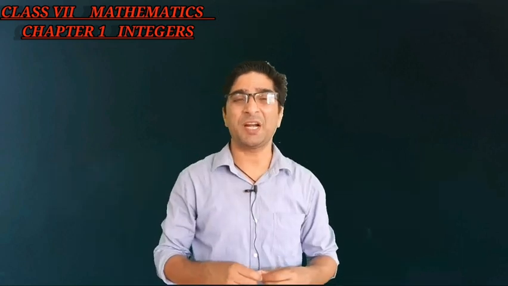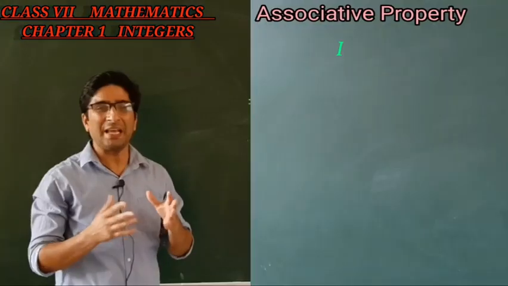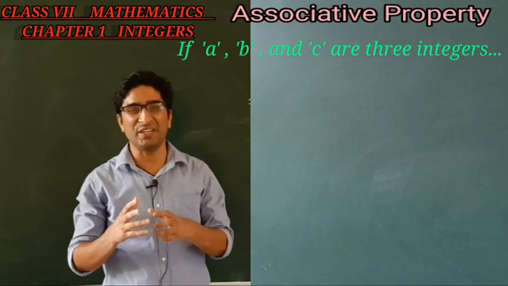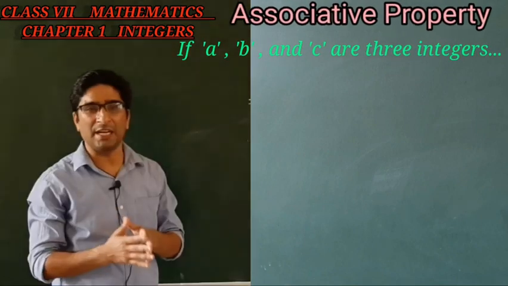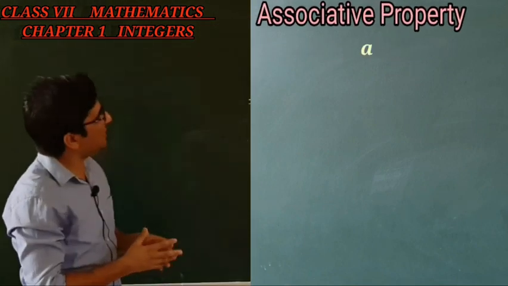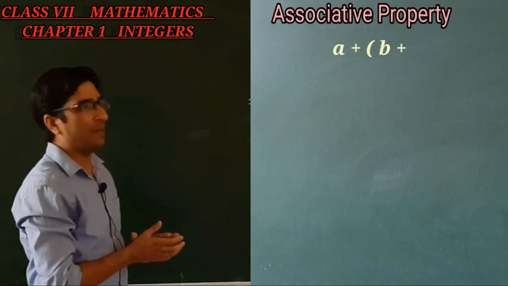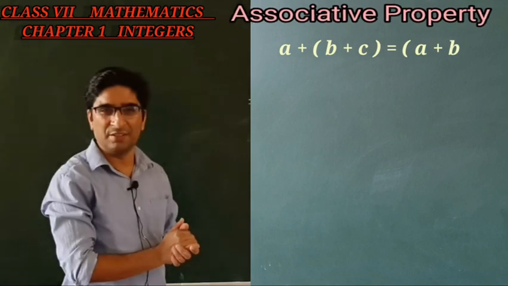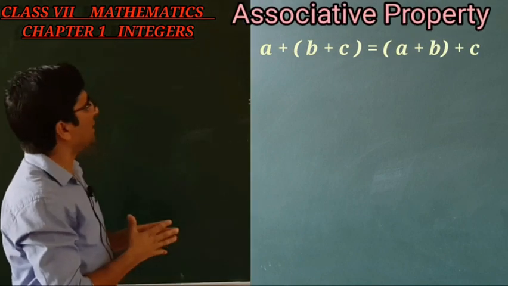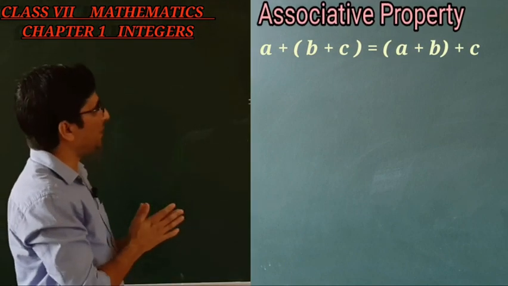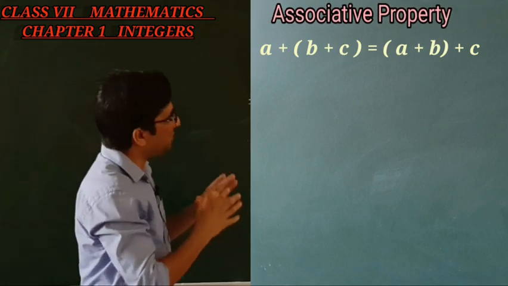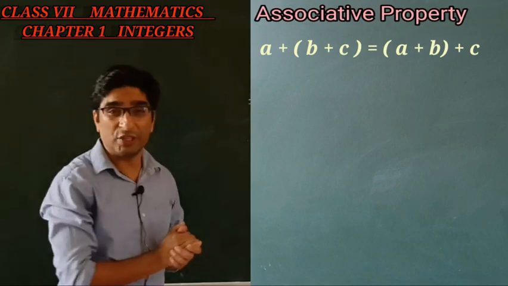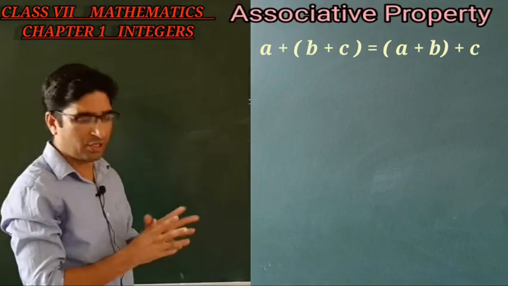Okay, now next property is associative property. If A, B, C are three integers, then if it is in addition, A is added to the group of B and C, which is equal to C is added to the group of A and B. That is A plus (B plus C) in the bracket, and it is equal to (A plus B) in the bracket and plus C. Okay, that is associative property.